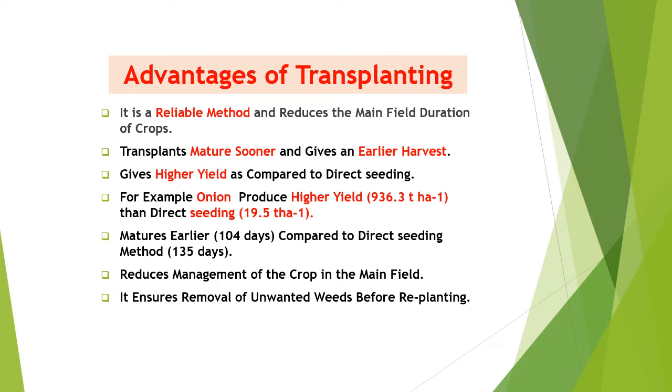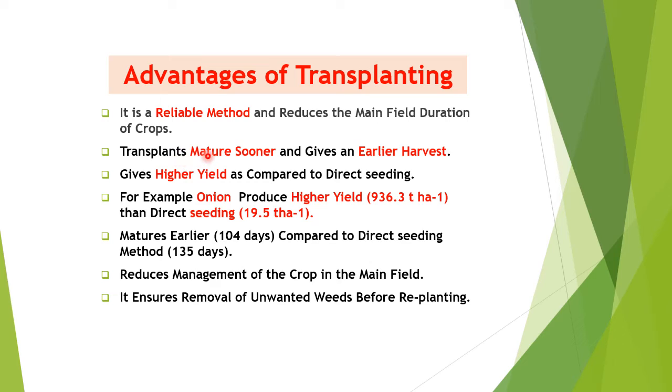What are the advantages of transplanting? Since we have seen how you replant a seedling, one thing is it is a reliable method and reduces the main field duration of crops, because you are taking a mature seedling which is sturdy and healthy. That is why it is a reliable method. Success rate is more. And moreover, it reduces the main field duration because you are already taking a seedling of some age.